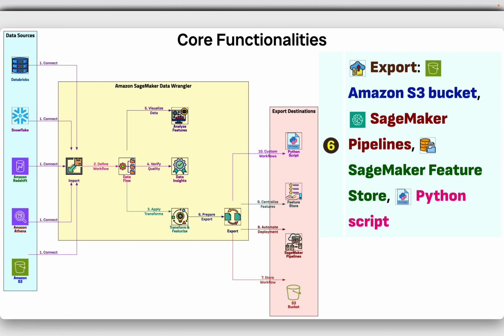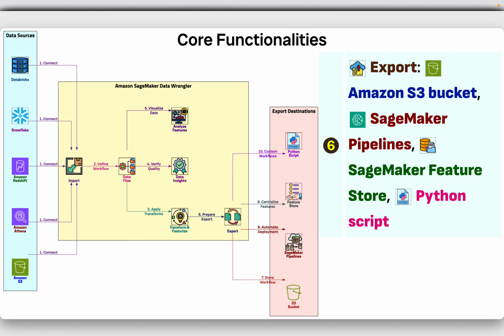And then the last step is export. So you export your data preparation workflow to different locations. And some of the examples are you can export to S3 bucket, Amazon SageMaker Pipelines. So here you use pipelines to automate model deployment. You can export the data that you have transformed directly to the pipelines.